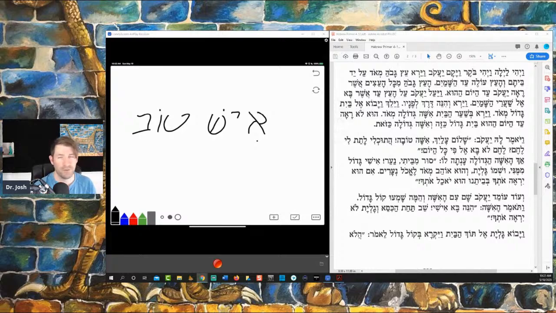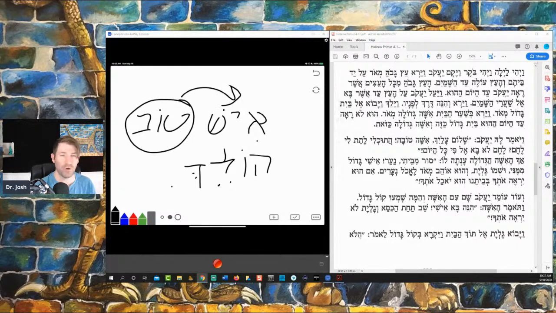You'd have to see a whole sentence to know if this is an attributive adjective. But if the sentence is ish tov holech, a good man is walking, this would be an attributive adjective because it's attributing the quality of goodness to ish, to the man.